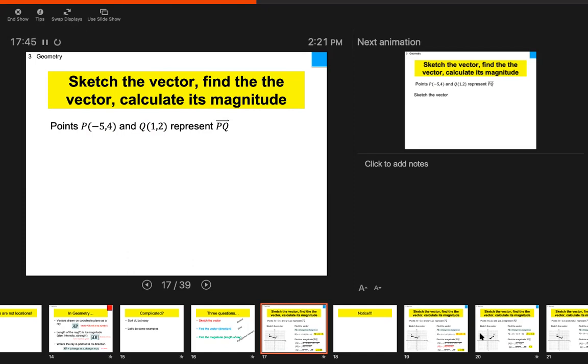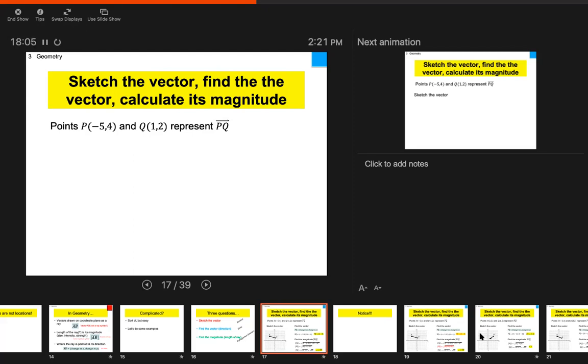Going backwards. They're going to give you literally 2 points. The first letter is where the vector starts. The last letter is where the vector ends. Remember, it's a ray, but it doesn't go on forever.